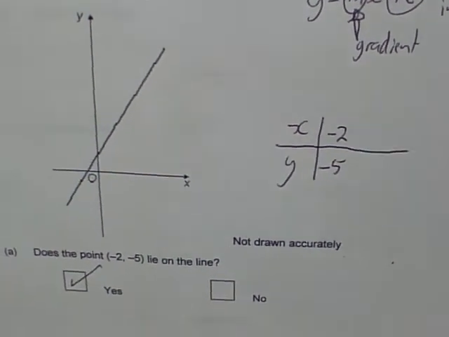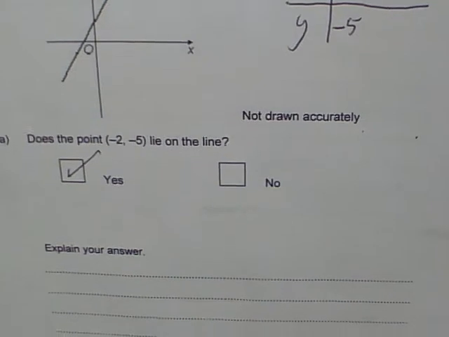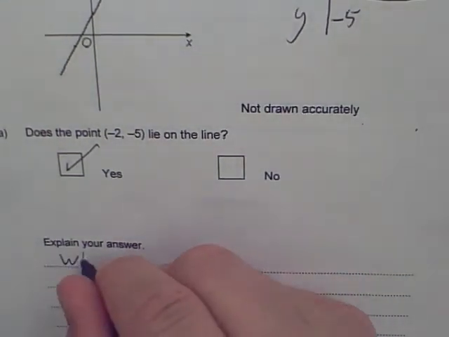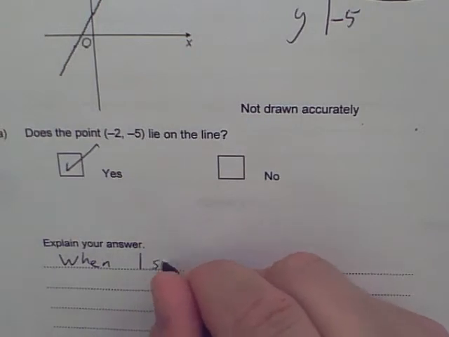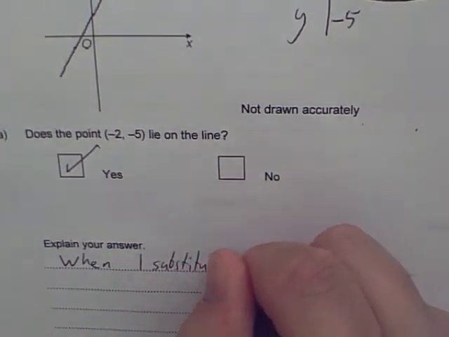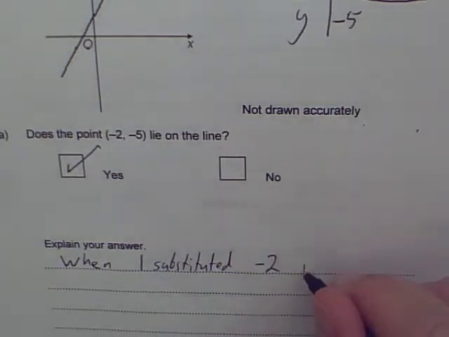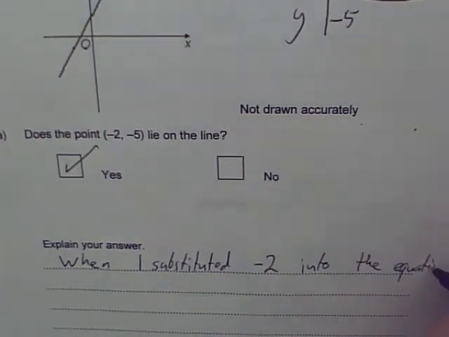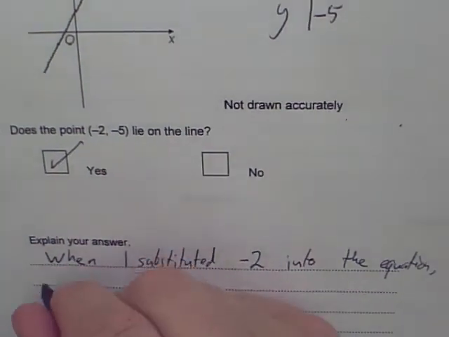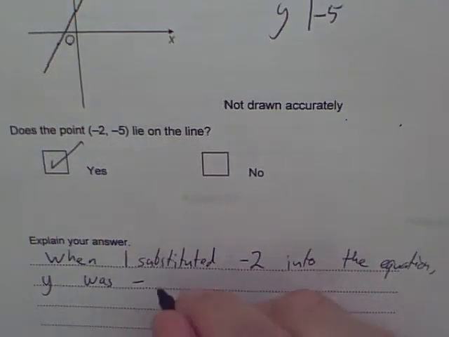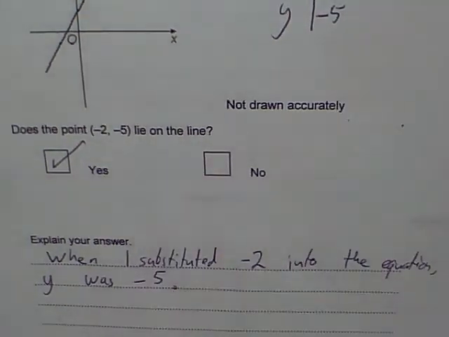So yes, it does lie on the line. Okay, and then you have to explain that answer. So you could write something like, when I substituted minus 2 into the equation, y was minus 5. You could do that, yeah.